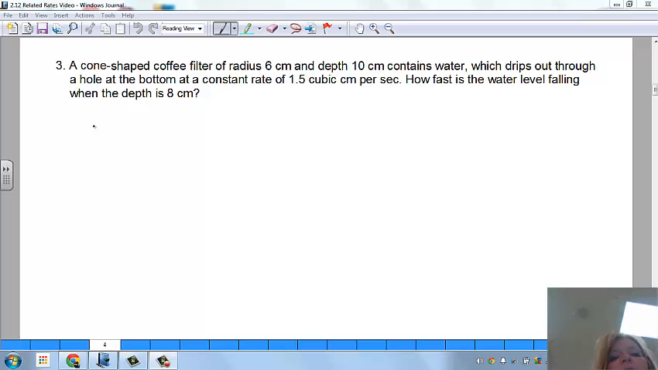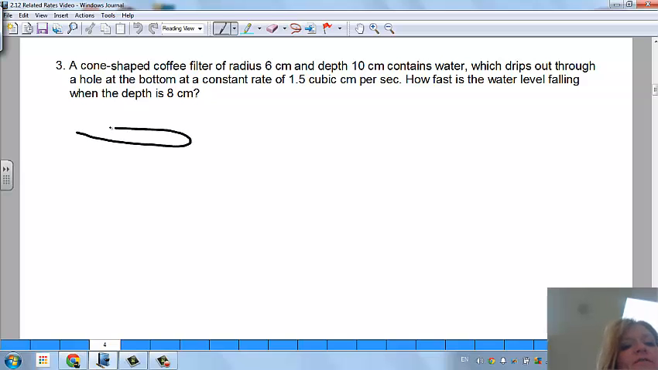Okay, this is a related rates problem, and we're going to talk about a cone-shaped coffee filter. If it's a cone-shaped coffee filter, it's going to look like this. I'm making it big enough so we can label it. It says it has a radius of 6 centimeters and a depth of 10 centimeters.